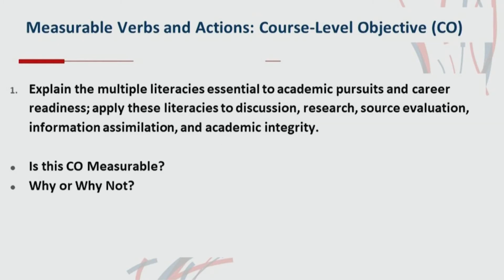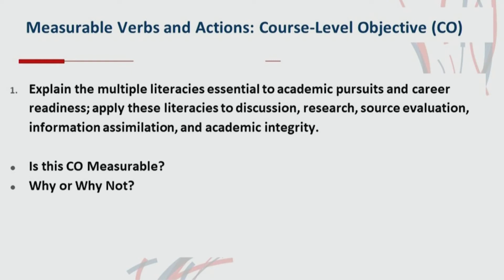Now we're going to look at a course level objective. I want you to take a few minutes and tell me what you think. Look at this objective. Do you think it's measurable? Why or why not? Looking at this, my first response is to say it's not measurable, but actually it looks like 7 different outcomes. Explaining multiple literacies is one, and then applying it to discussion, applying it to research, applying it to source evaluation, etc. So those might be measurable, but this is a whole lot of outcomes put together.